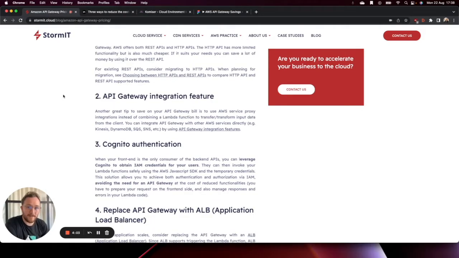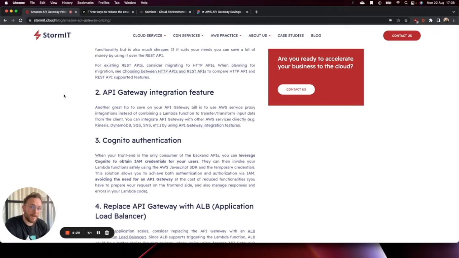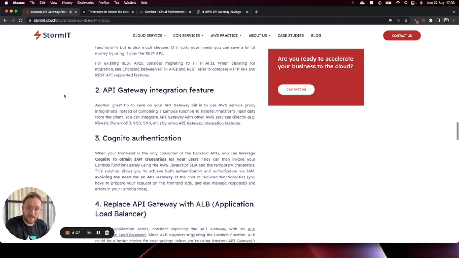Also consider, instead of API Gateway communicating with Lambda functions and those Lambda functions performing as middlemen, you can leverage the API Gateway integration feature, which can integrate directly with AWS managed services like Kinesis, DynamoDB, SQS, and SNS, and therefore you can circumvent the need to use some sort of logic in the form of a Lambda function, and you can send your requests directly from the API Gateway all the way to your destination.